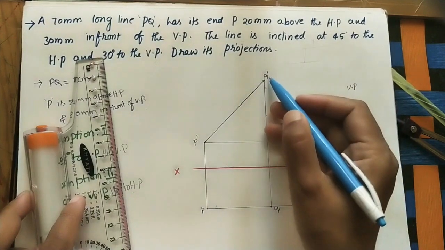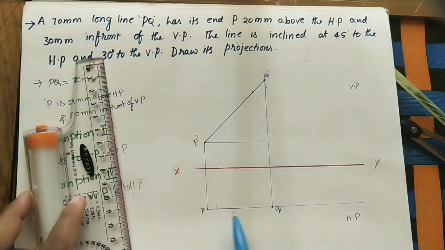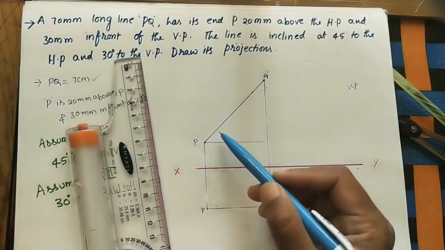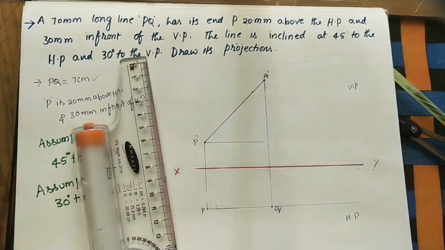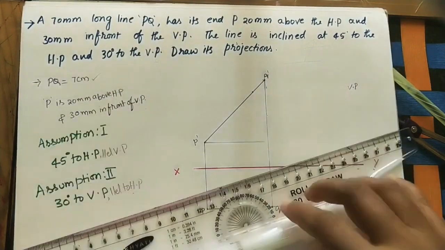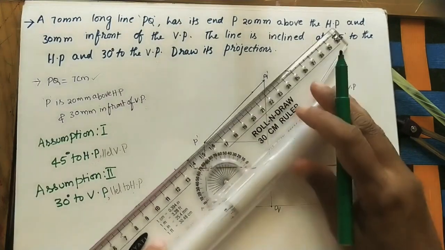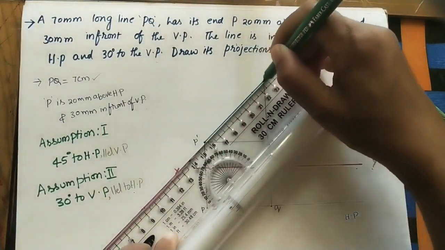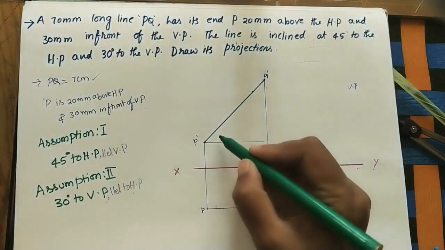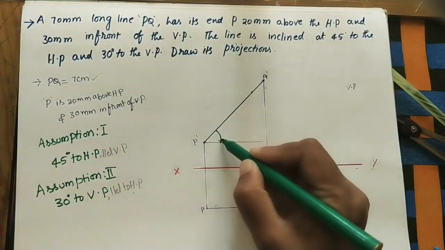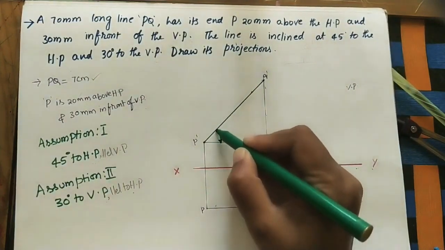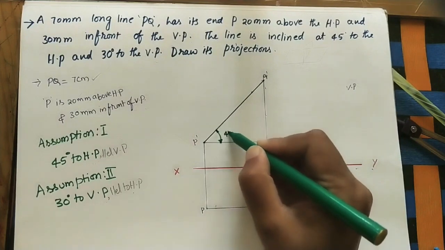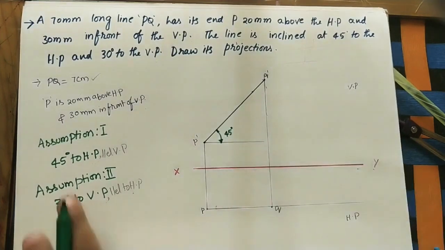In the front view we are giving names P dash, Q dash. In the top view we are giving P, Q. Okay, so P dash Q dash is the true length in the front view. Just I am taking it in dark color. What is this angle? 45 degrees. Okay, this is the first assumption.